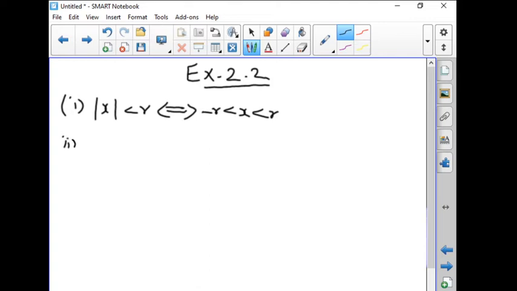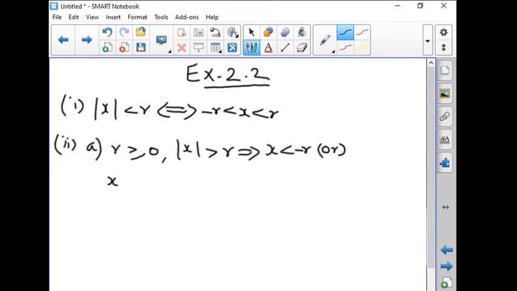Then second one, a: when r is greater than or equal to 0 and modulus of x is greater than r, then it implies x is less than minus r, or x is greater than r. That is, we can write this also as x belongs to minus infinity comma r union r comma infinity.